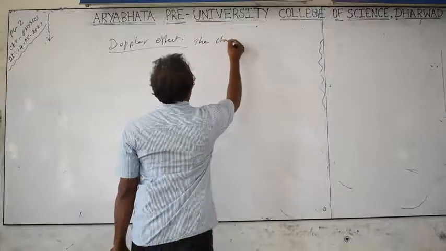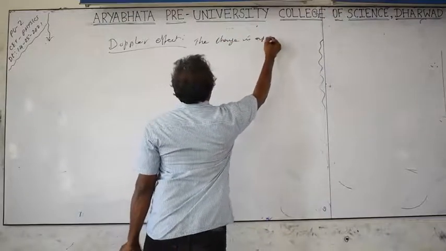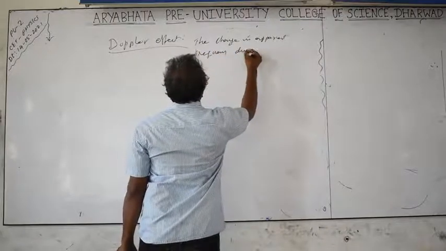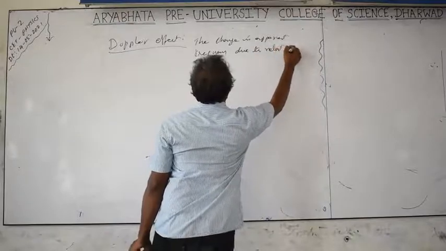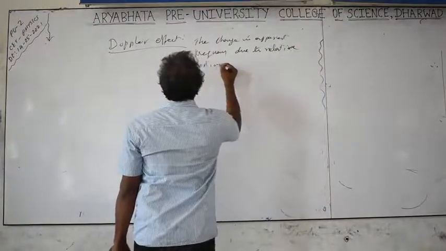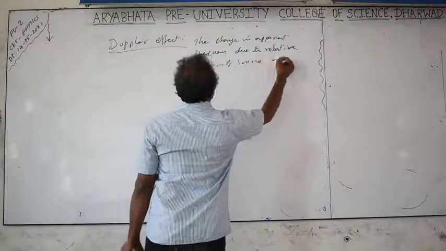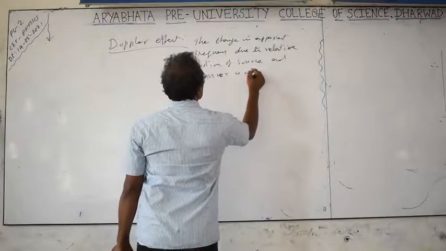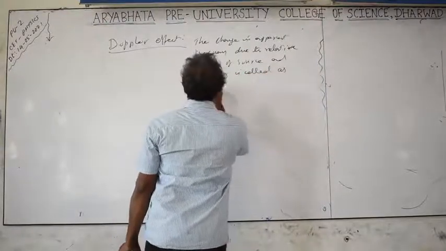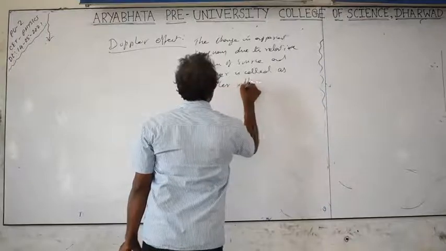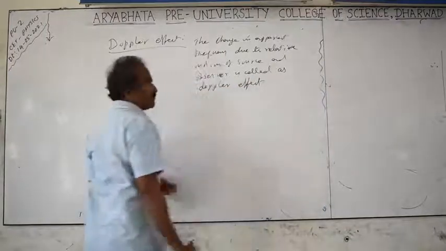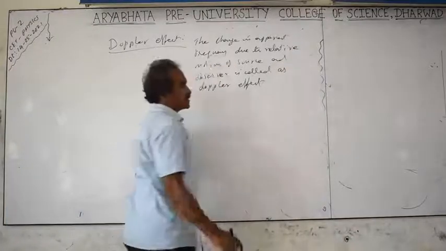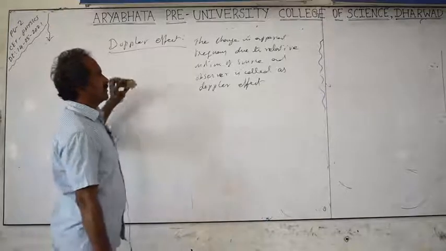The change in apparent frequency due to relative motion of source and observer is called the Doppler effect. The Fresnel distance and Doppler effect are important for all examinations. CET also, NEET also, JEE also.